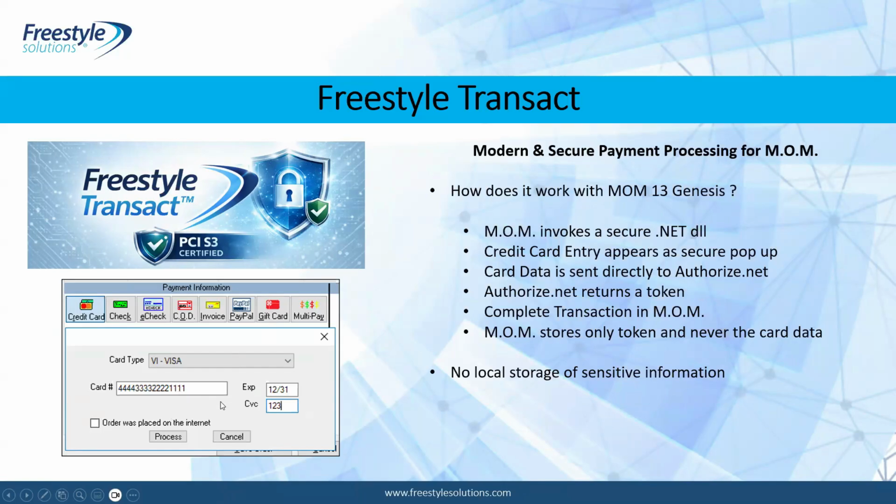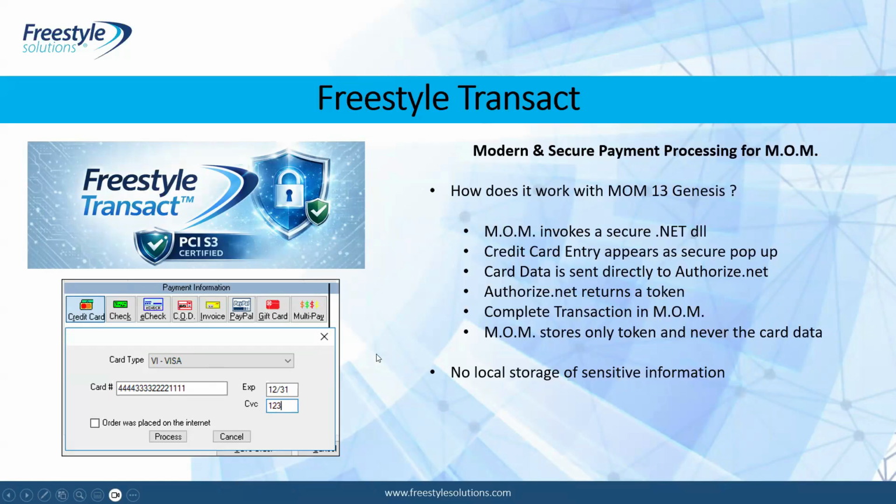Once the credit card information is here and you hit process, this gets sent to Authorize.Net directly, and Authorize.Net returns a token. Once that token is returned, it gets passed to MOM. MOM uses the token to complete the transaction, right? So MOM only stores the token, never the credit card data. That's the difference here on the current workflow that you guys have.